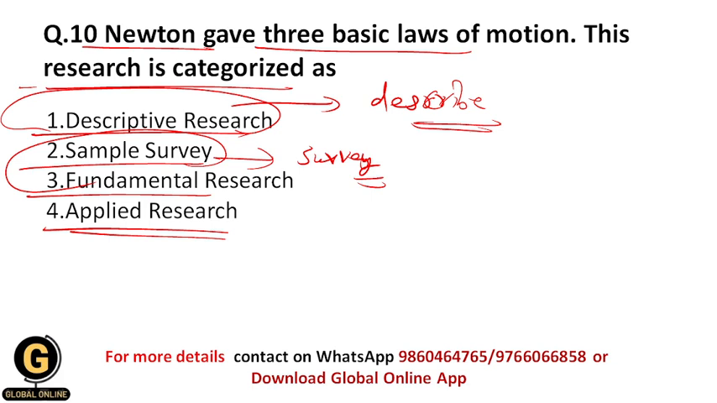Okay, so students, this question is homework for all of you, and you are going to answer me in the comment box. Newton gave 3 basic laws of motion, and this research is categorized as what type of research? What do you think? Is it descriptive research, sample survey, fundamental research, or applied research? I want answers from all of you, and I know you will answer me accurately. And if you have any doubts regarding this, you can ask me in the comment box.